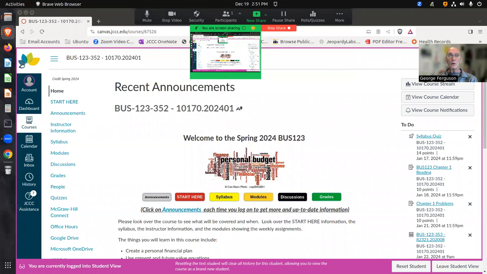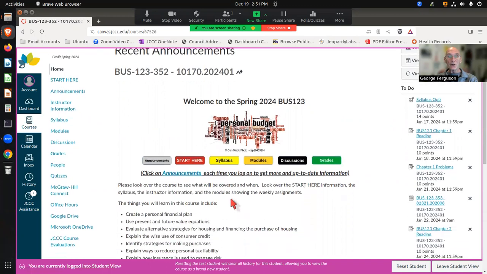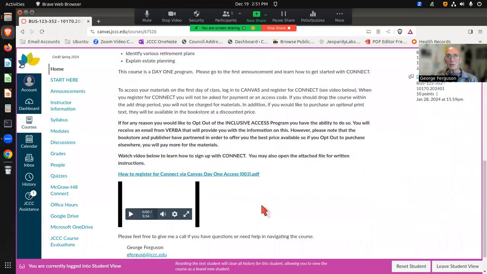Okay, whenever you log into Canvas and you go to this course, this is the page you'll see. You'll see this home page here where it welcomes you. It has links to the various areas and things that you need to do as far as the class is concerned: the Start Here area, the syllabus, getting to the modules where all of the coursework is done, doing discussions, and then reviewing your grades. Here on the page, it will show you what the learning objectives for the class are, and this is a Day One program.